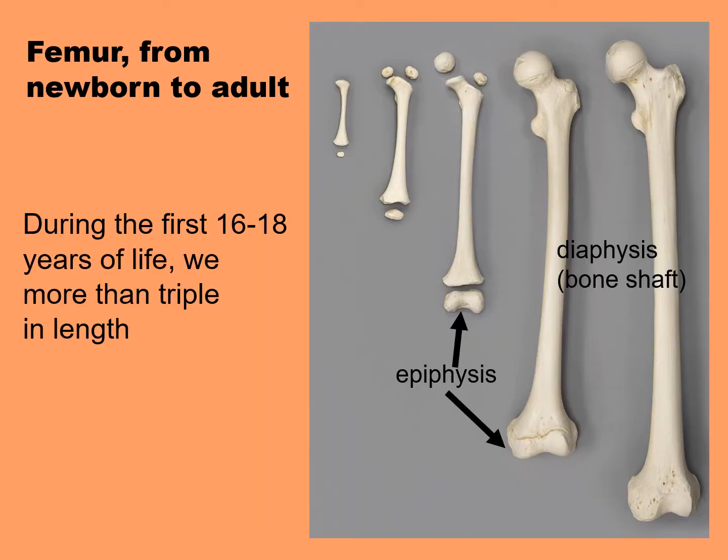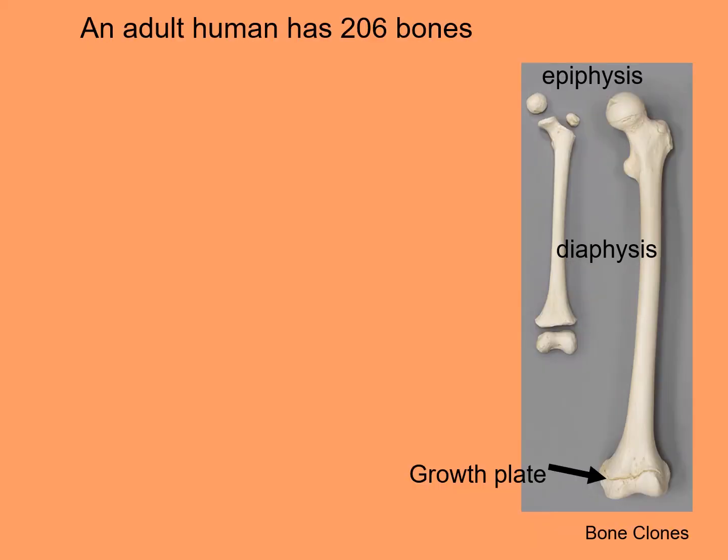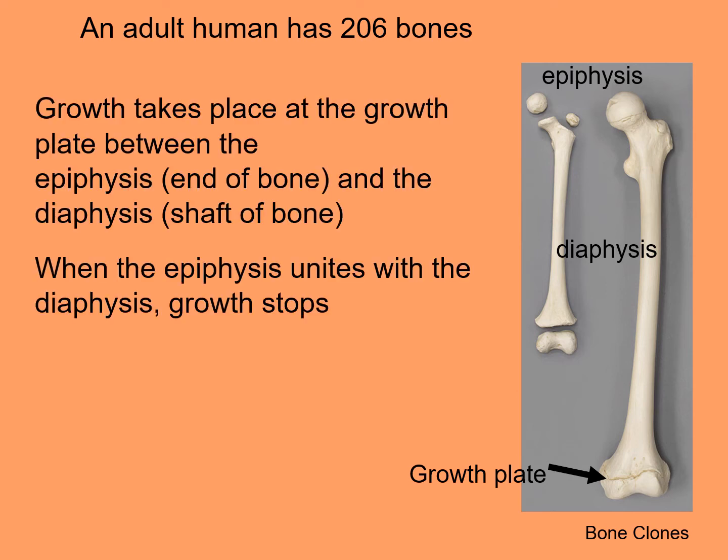During the first 16 to 18 years of life, we more than triple in length. This picture illustrates a femur, or a thigh bone, from a newborn to an adult. You can see that it starts out with separate diaphysis and epiphyses, and growth takes place between these 2 types of bone. But as you age and growth stops, the epiphyses unite with the diaphysis and become one bone. Thus, an adult human has 206 bones.